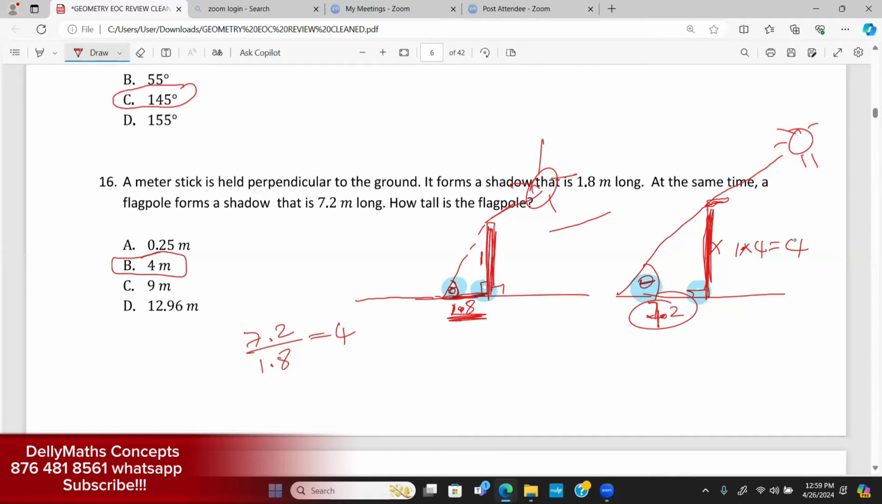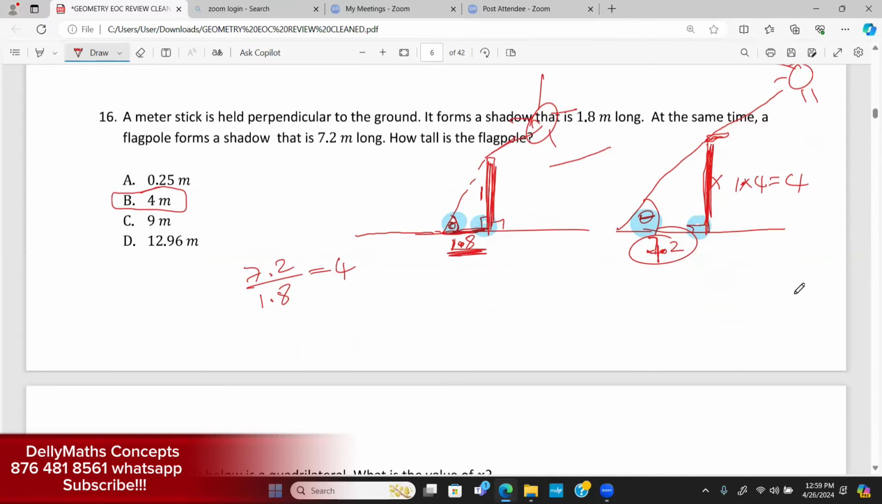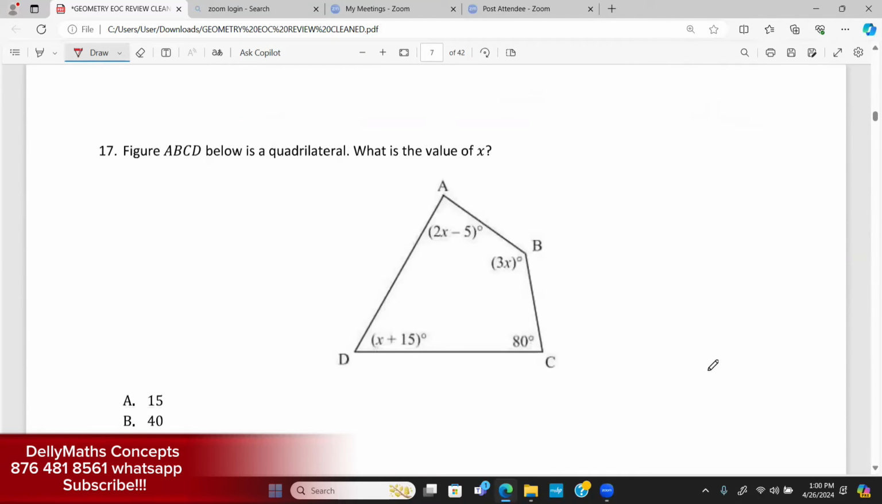You could have found the angle, and then when you use it back, you're going to get that same answer. Because the triangles are similar, because the rays of the sun are coming in at the same time, it's creating the same proportional idea with the shadows. So we want to make sure that we see how they're using similar triangles in our question. So the answer is 4 for number 16. That is going to be B.